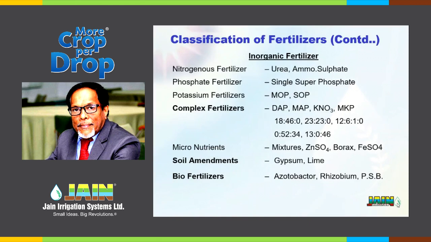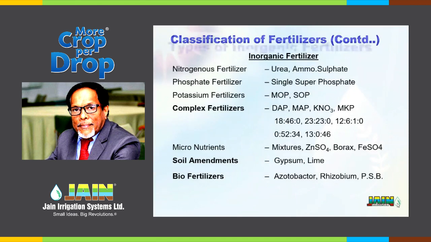When you have high alkalinity in the soil, we add gypsum. Then you have biofertilizers, which are organisms, as I said: acetobacter, rhizobium, and phosphate solubilizing bacteria, which come in the series of single-celled biofertilizers.